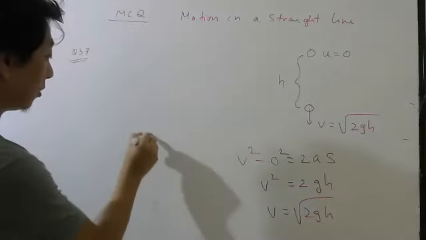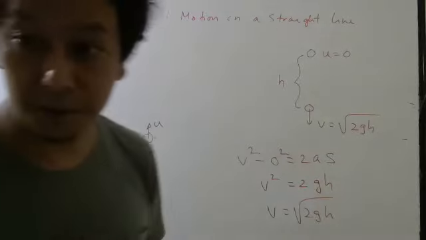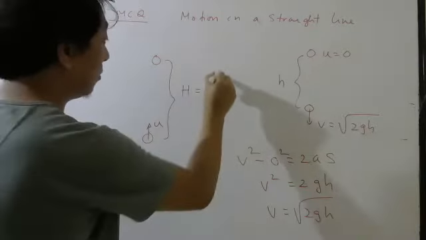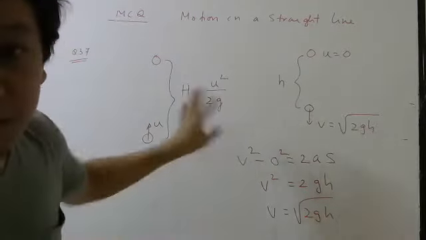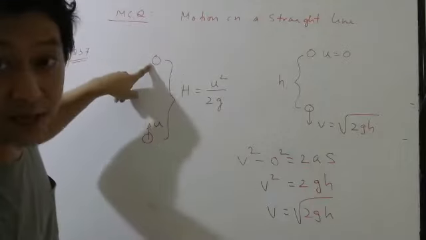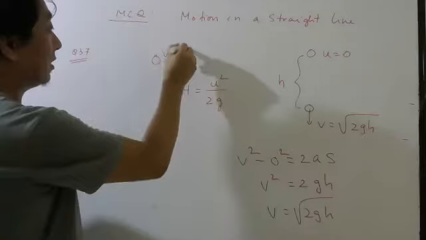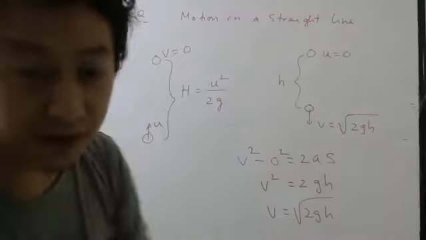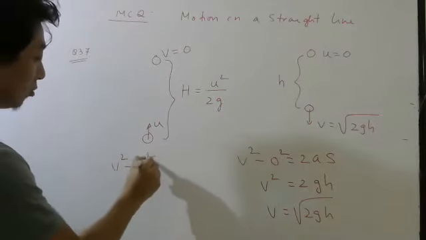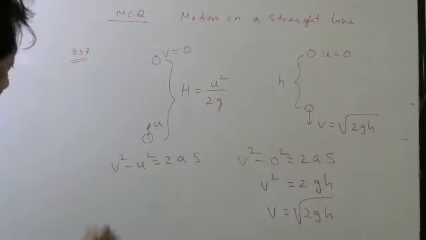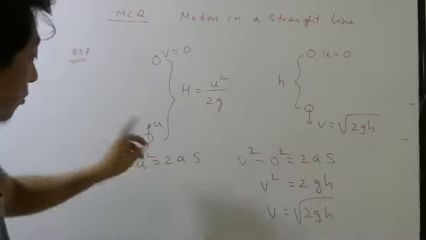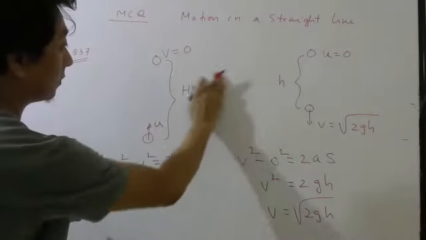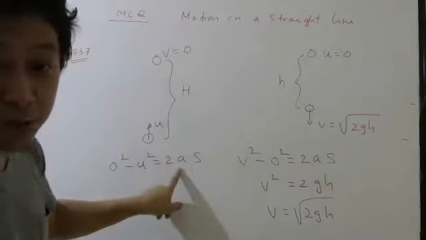Similarly, if I throw a ball up with velocity u, how far will it go? Maximum height. What was the formula? U square by 2g. How did we derive this formula? Same formula we used. If it has reached up to this height, final velocity is 0, and then it will come back. Same formula: v square minus u square equals 2as. Final velocity 0, initial is u. Now be careful. Is displacement up or down? Up. Acceleration due to gravity is down.